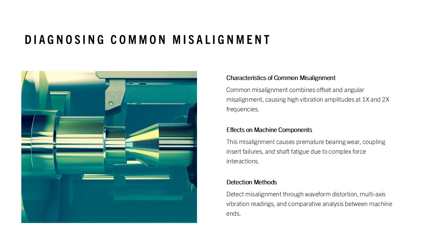Its vibration pattern typically includes high amplitudes at both 1x and 2x components, increased axial and radial vibration, and inconsistent phase patterns. Because common misalignment creates complex force interactions, it often leads to premature bearing wear, repeated coupling insert failures, and shaft fatigue. The slide describes how to detect this fault through waveform distortion, multi-axis readings, and comparative data between machine ends. A placeholder diagram is included for illustrating combined shaft displacement characteristics.